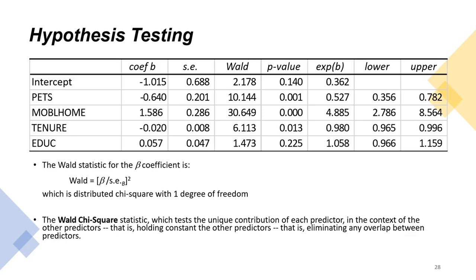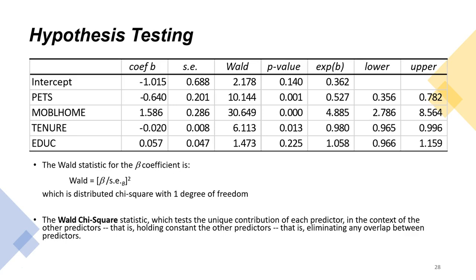If you take the exponent of the coefficient for pets, negative 0.640, you will get 0.527. And then again, if your odds ratio is less than 1, that means it decreases the probability that you would evacuate. If your odds ratio is above 1, generally that would indicate that your probability of evacuating is going to be higher. So based on these results, you would be more likely to evacuate if you live in a mobile home.